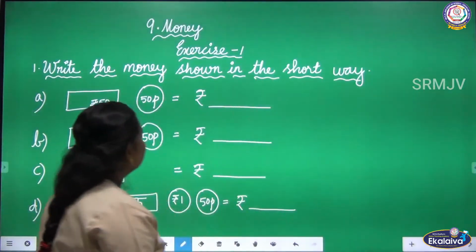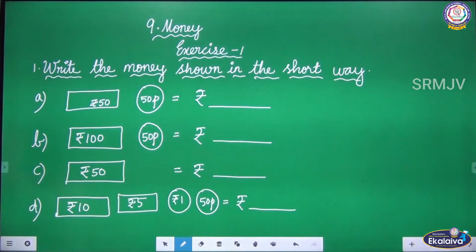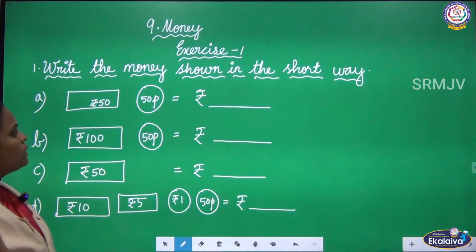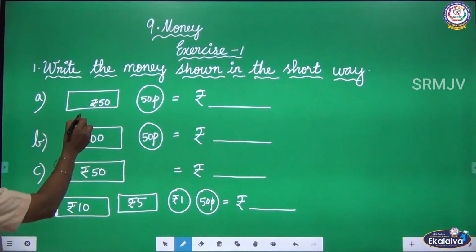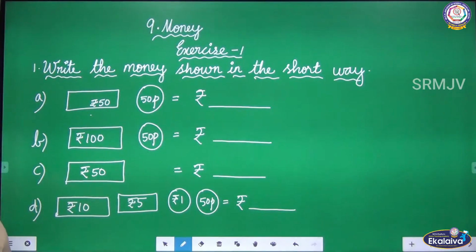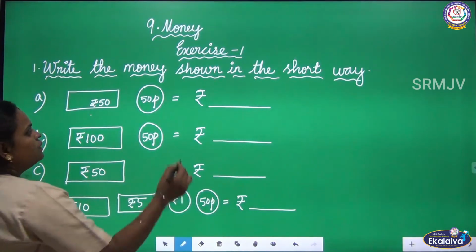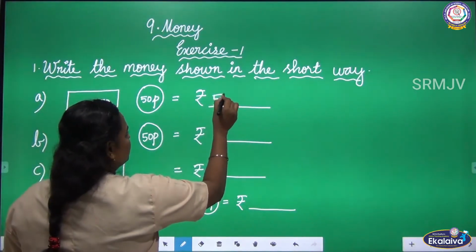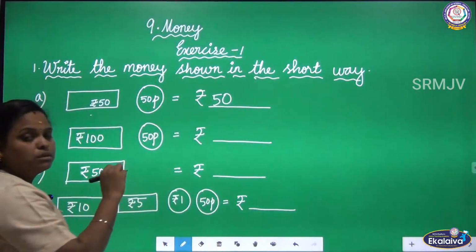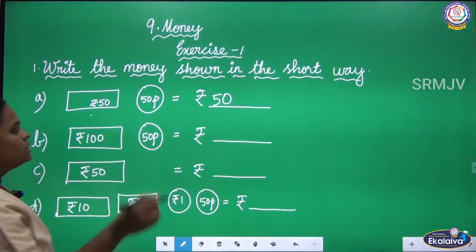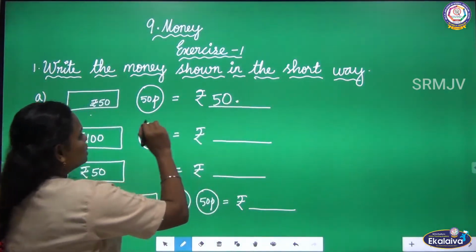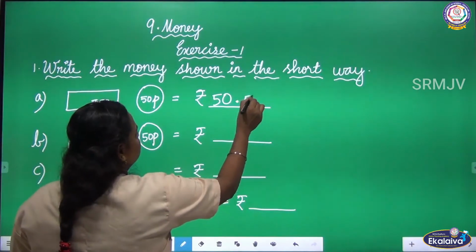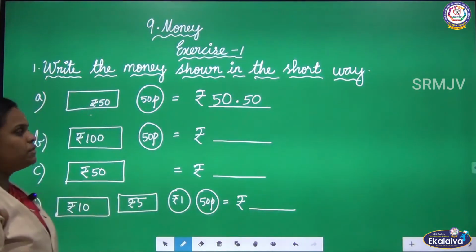So we are going to see exercise 1. Write the money shown in the short way. So we are going to write the money in the short way. What have they given? So here 50 rupees and then 50 paise. So how will you write? So in rupees you write 50, then paise how will you write? So after the dot only you will write the paise. So put the dot. After the dot, how many paise? 50 paise. So you write 50.